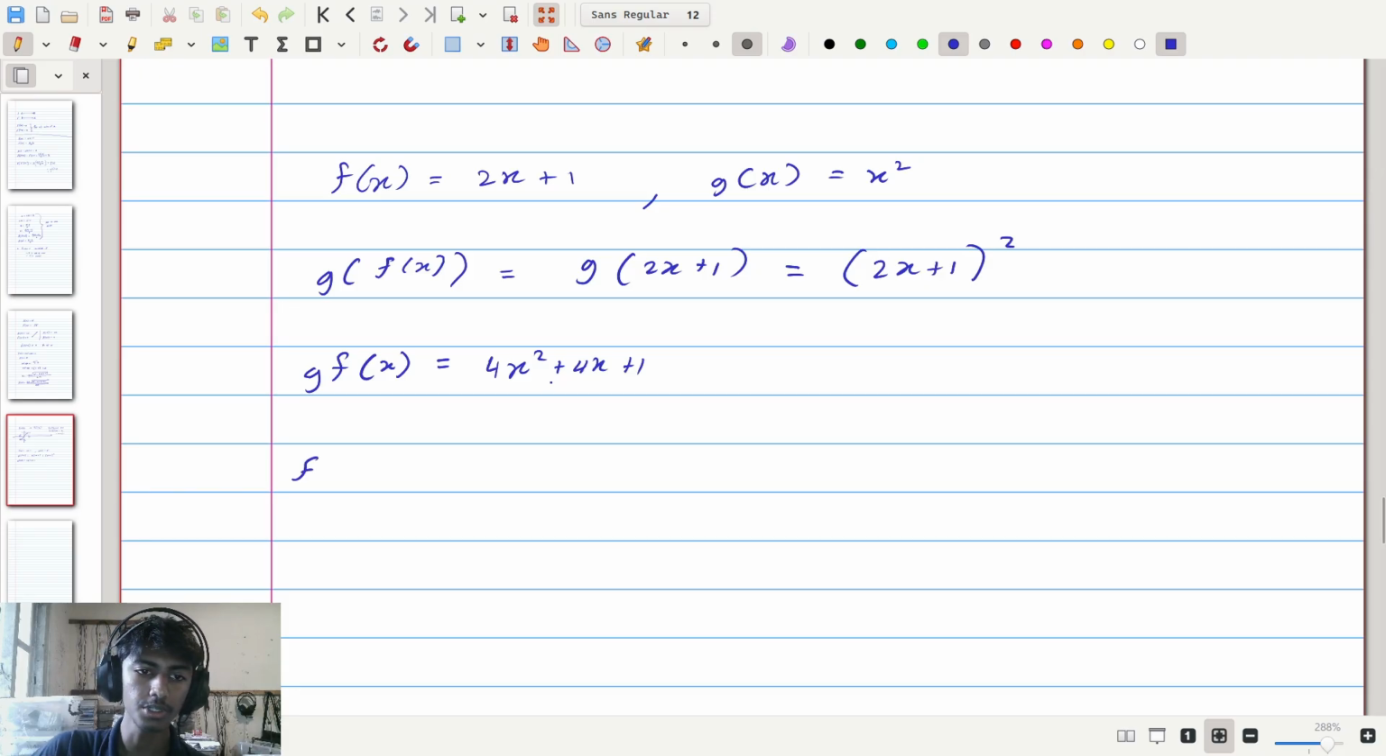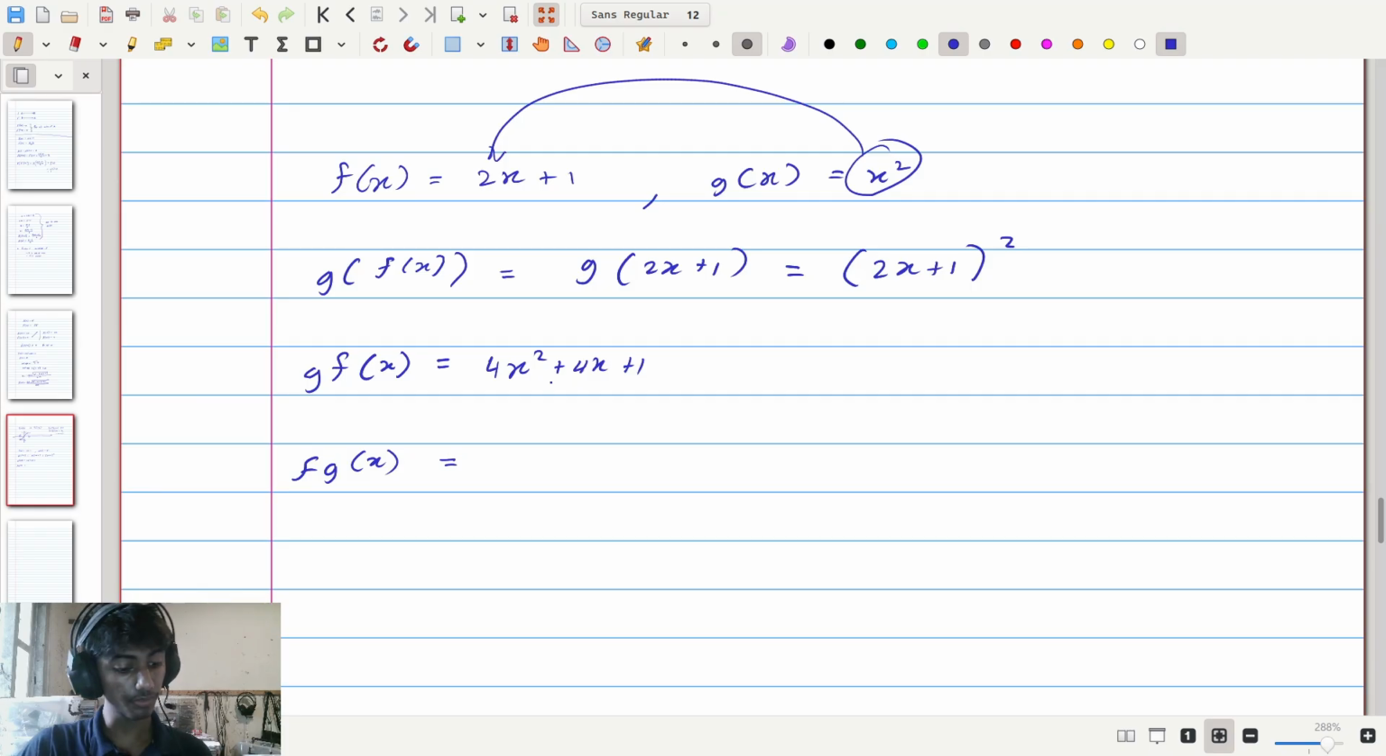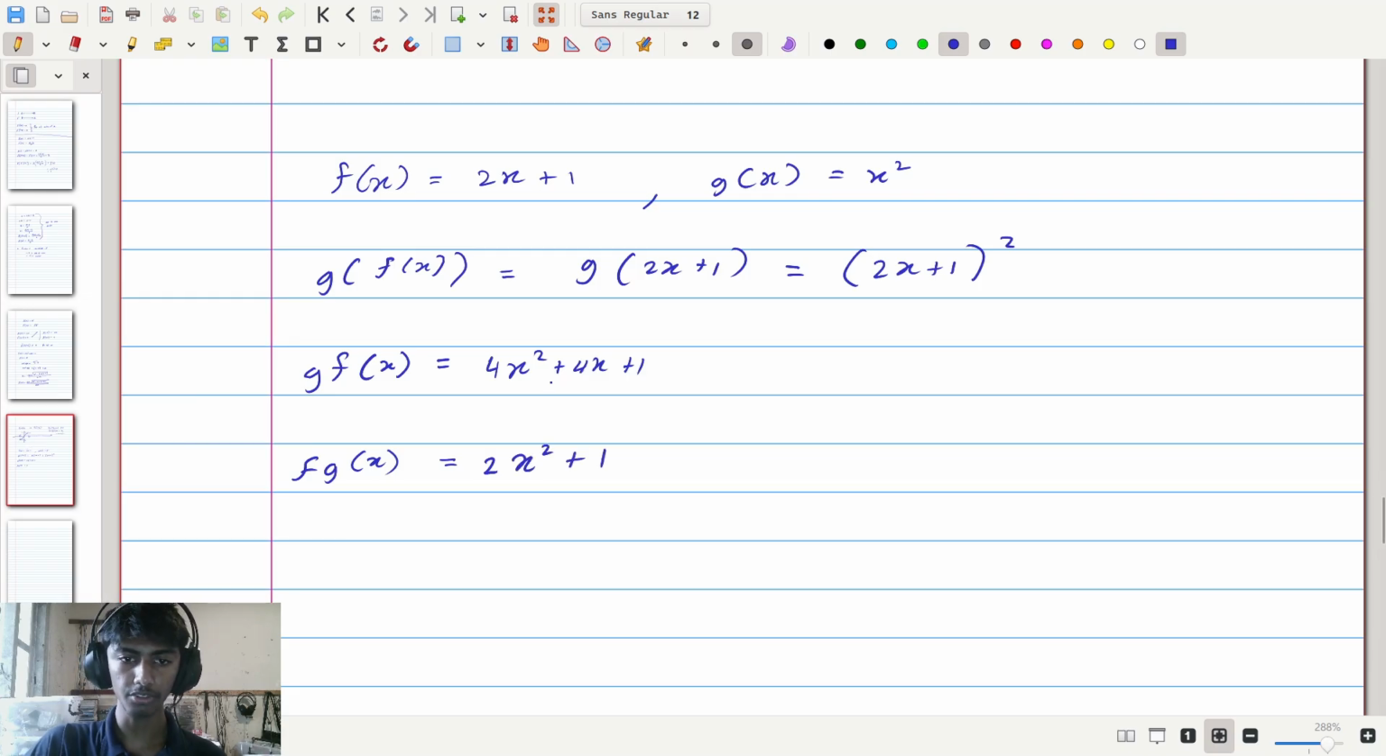How about f of g of x? If I take the output of g of x and substitute into f of x, what would I get? Well, g of x is x squared. So then f of x squared is what I want to find. Taking x squared and substituting it into here, instead of x I would have to write x squared. So therefore, the function f of g of x is 2x squared plus 1.